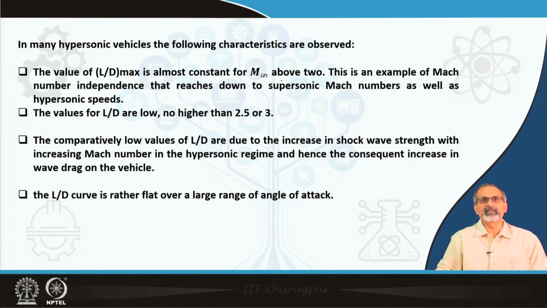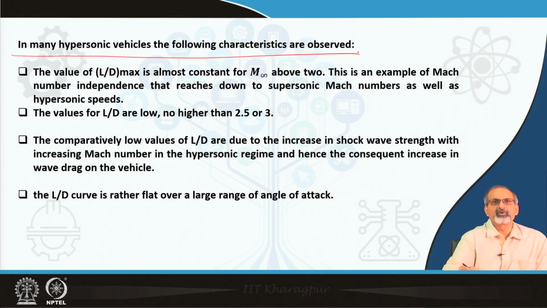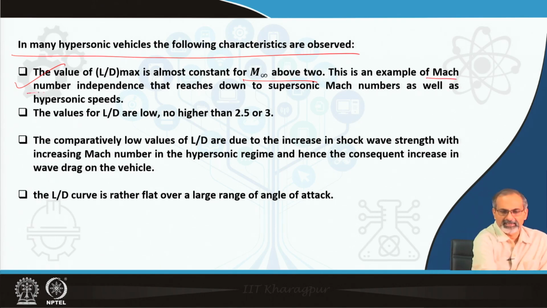In many hypersonic vehicles, what happens is that these kind of shock boundary interactions can create a loss of performance. We now come to a discussion on hypersonic vehicles and their trajectories, and as we discuss it, we talk about the value of L by D max, which almost becomes constant above free stream Mach number of 2 for many such configurations. This is an example of Mach number independence.